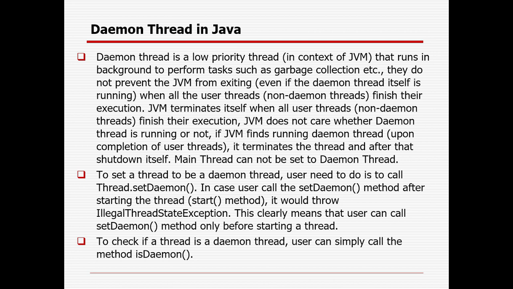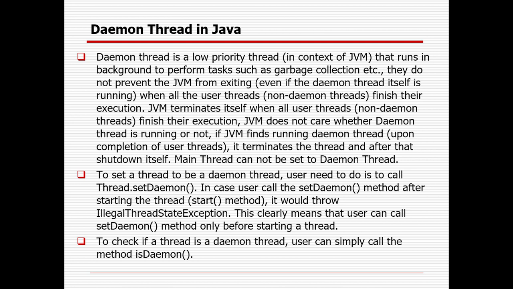A daemon thread is a low priority thread in the context of the JVM which runs in the background to perform tasks such as garbage collection, etc. They do not prevent the JVM from exiting when all the user threads finish their execution. The JVM terminates itself when all user threads finish their execution. So you need to remember that if you want to set a daemon thread, at least a minimum of 2 threads is required. A single thread you cannot make a daemon thread, because at least one thread is required to run your program.